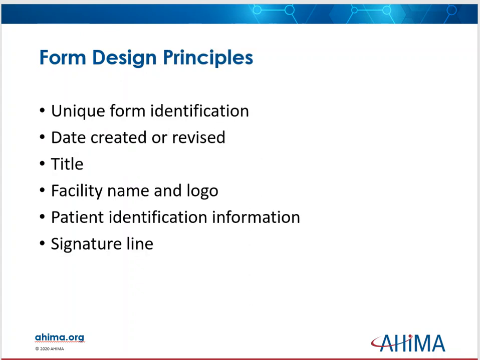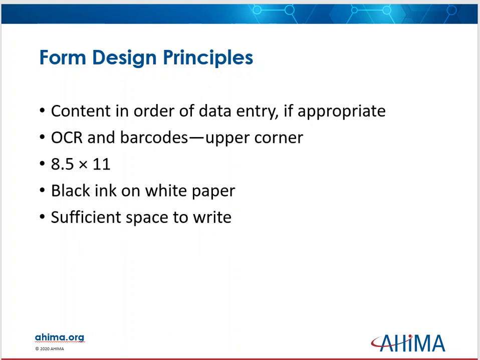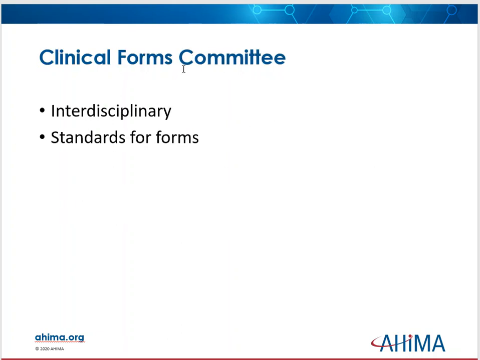So like I said, it needed to have a unique form identification number, date created, revised, the title, facility name, logo, patient identification, and where there was going to be a signature line. Ideally it needed to have barcodes in a certain location. Again, it does not have to be in the upper corner, but it has to be consistently in one location. Always use black ink on white paper, with sufficient space to write. And like I said, the clinical forms committee was always interdisciplinary and it was all about standardizing forms.